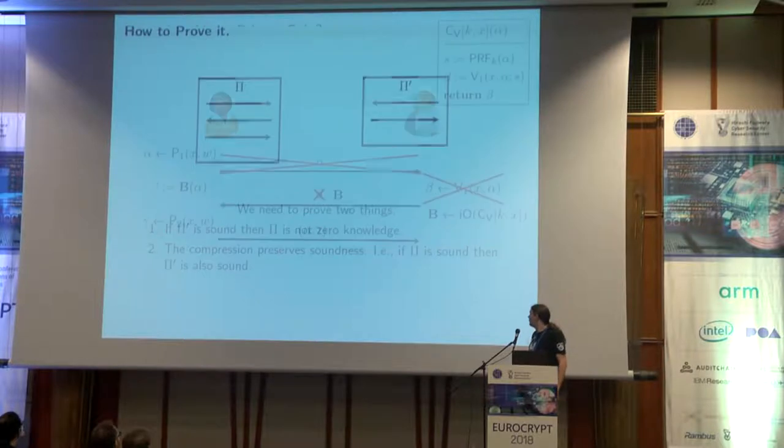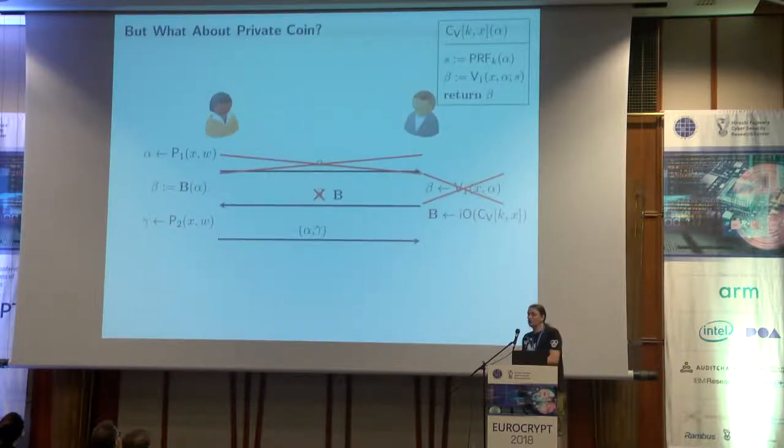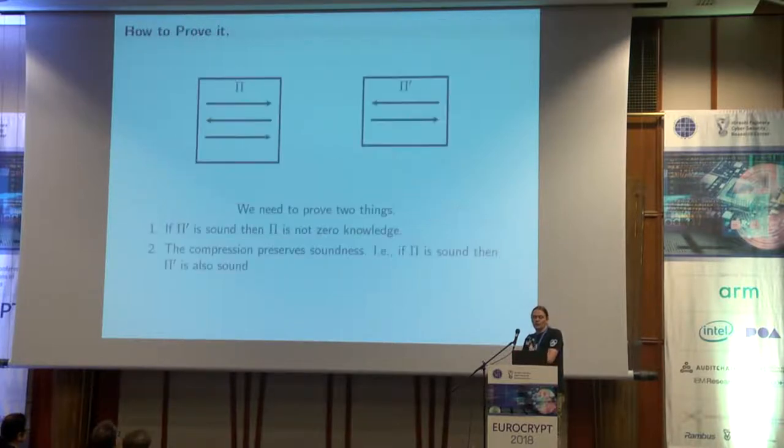The question is, of course, how do we prove using this compression argument that the three-round proof must not be zero knowledge. So we need to prove two things. We have our original proof, and we have our argument. We need to prove that the soundness of pi prime actually implies that pi is not zero knowledge, and we need that the compression preserves soundness in the sense of computational soundness.